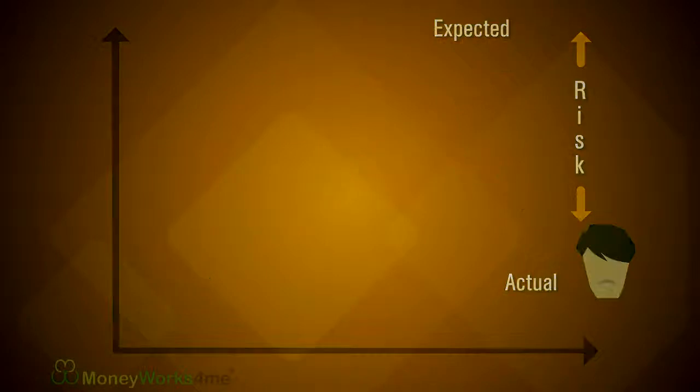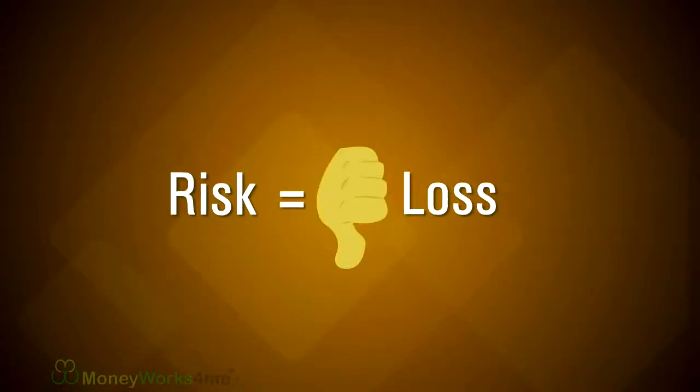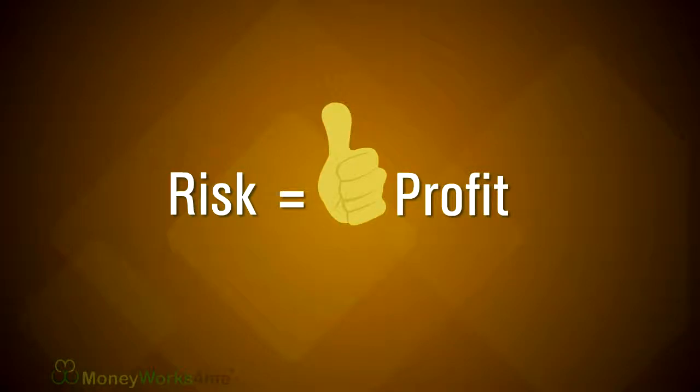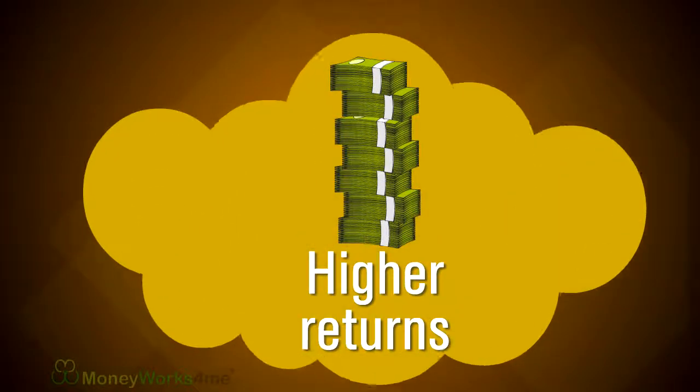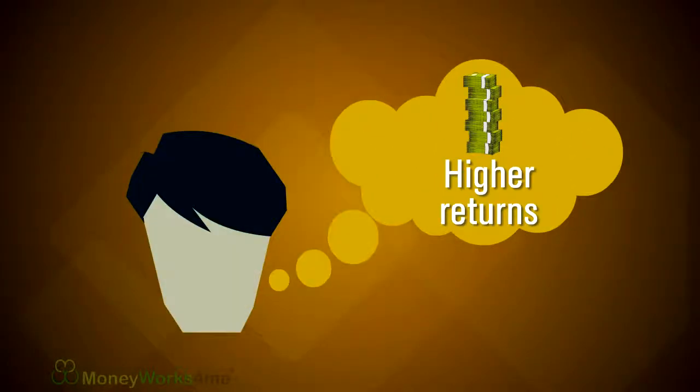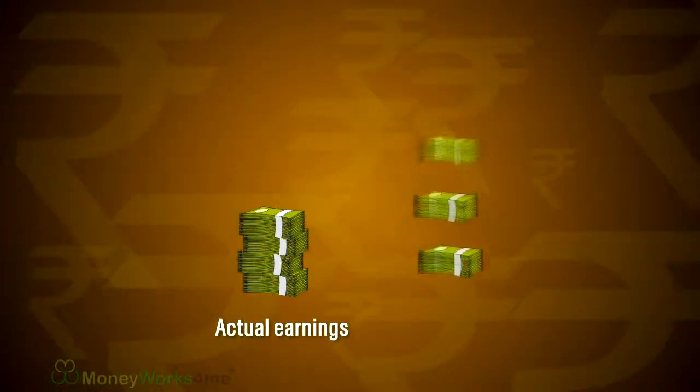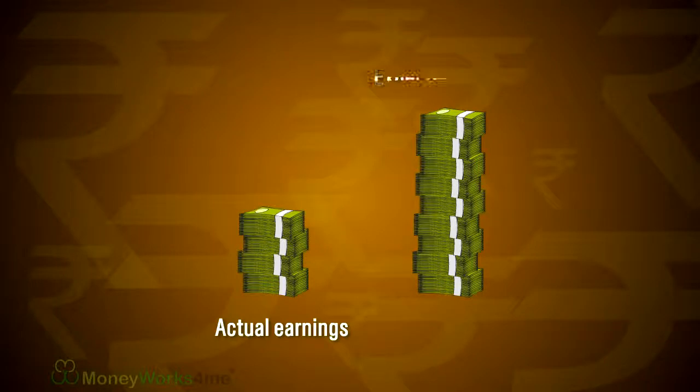We tend to associate risk with loss. But why not think of it differently? It also includes the probability of returns being higher than our expectations. That's a nice thought, isn't it? Therefore, the greater the chance of the actual earnings being lower than our expectations, the higher is the risk.